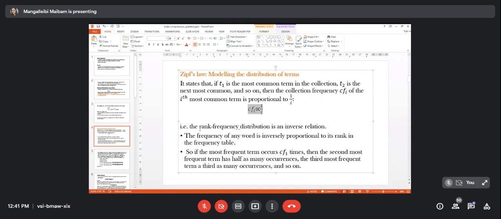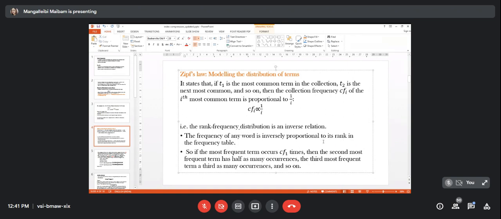So that is, the rank frequency distribution is an inverse relation. Collection frequency is inversely proportional to 1 by i. So the frequency of any word is inversely proportional to its rank. Rank is nothing but the number we will be assigning, right?